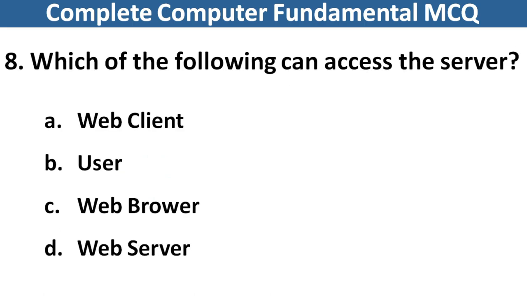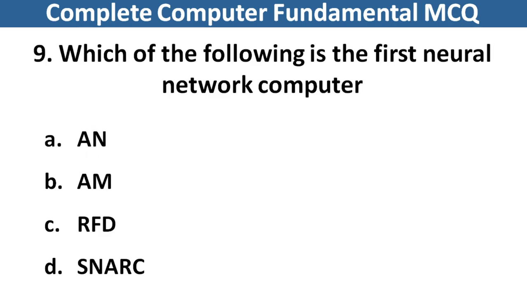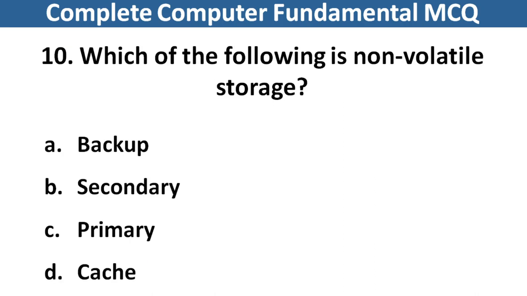Next question, which of the following can access the server? Right answer is option A, web client. Next question, which of the following is the first neural networks computer? Right answer is option D. Next question, which of the following is non-volatile storage? Right answer is option B, secondary.